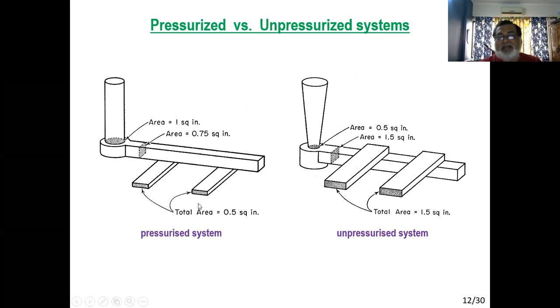If we say that our target is for the liquid metal entry velocity to be 1 meter per second, we'll calculate 1 meter per second at this point because this is the smallest area and it will have the highest velocity. On the other hand, in the unpressurized system, the sprue area is the choke. Since this is the smallest area, the velocity will be the highest. So our target is 1 meter per second here, and after that it will always decrease.